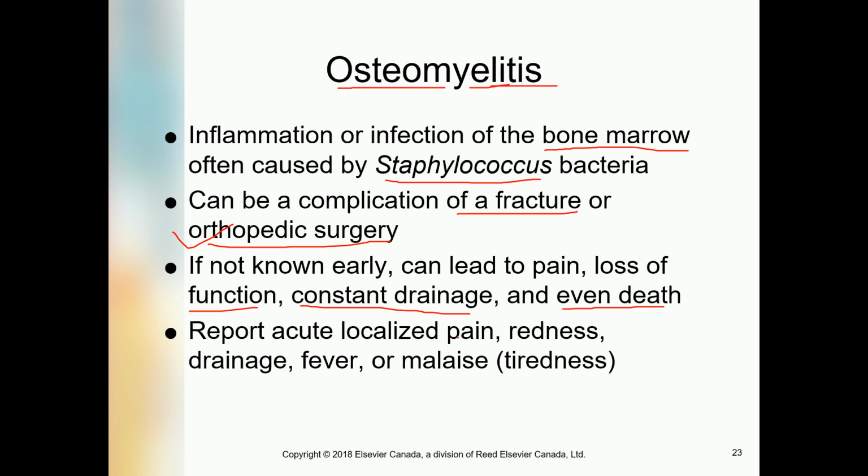Report acute localized pain. If the person says, I have severe pain, localized pain means pain in the local area. Redness is another sign of infection. Drainage, if there is fluid coming out of the wound. Fever means increased temperature. And malaise, tiredness. These are called the cardinal signs of infection: localized pain, redness, drainage, increased temperature meaning fever, and malaise, which is tiredness.